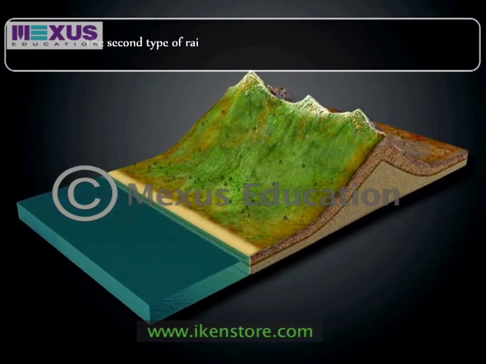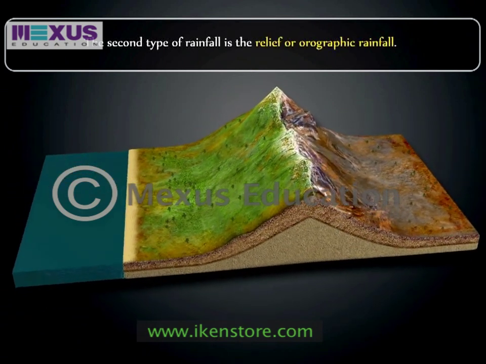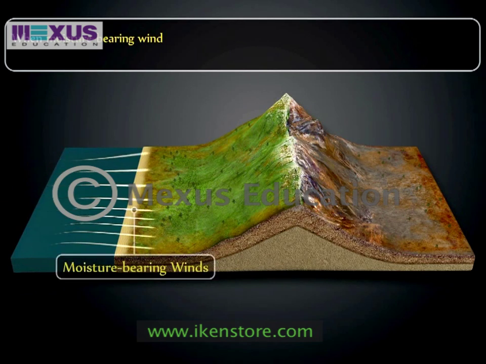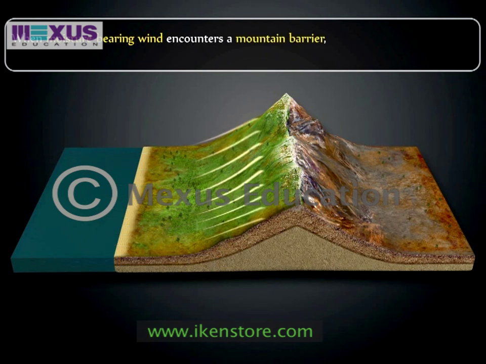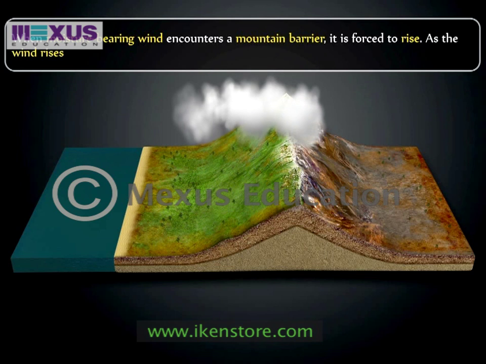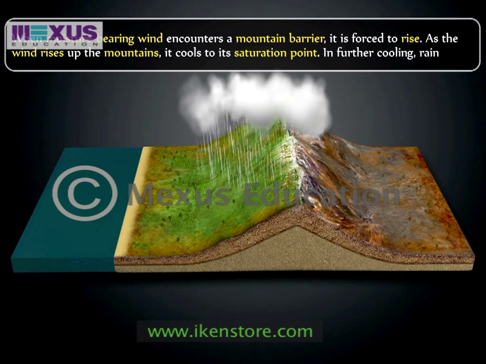The second type of rainfall is the relief or orographic rainfall, which is the most widespread form of rainfall. When moisture-bearing wind encounters a mountain barrier, it is forced to rise. As the wind rises up the mountains, it cools to a saturation point. On further cooling, rain occurs.